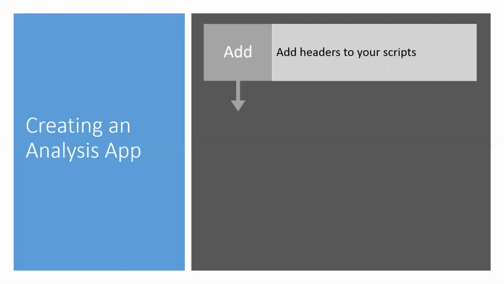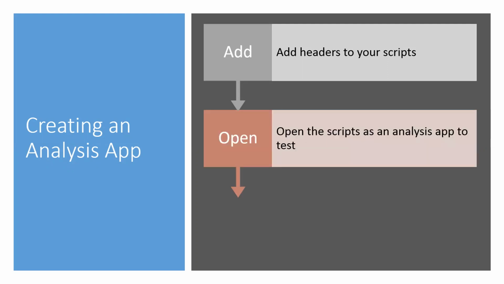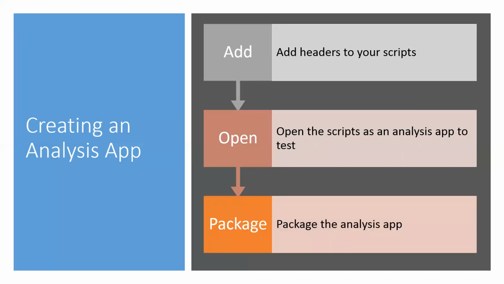So to create an analysis app, whatever that thing might be, we need to first add headers to our existing scripts in ACL, in AN. So we write the script and then we add these headers, whatever those are, to the script. Once you've added the headers, we test our scripts with these headers. We test the headers to see if they work by opening the script as an analysis app. Again, we don't know at this stage of the video what an analysis app is. That's not serious. And then finally, once we have verified that the scripts work properly as an analysis app, we can then package the analysis app. Those are the 3 steps on a high level.